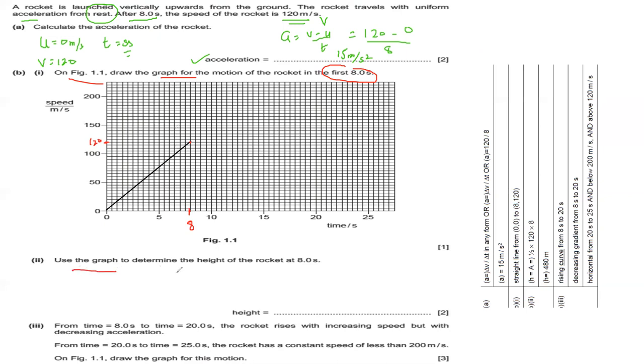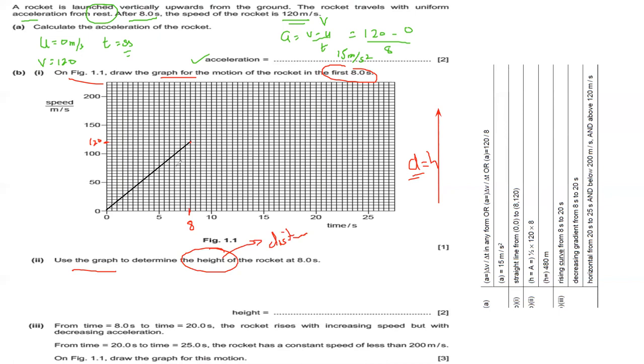Then use the graph to determine the height. Basically height is the distance. What happened? As the rocket is launched vertically upward, the vertical distance traveled by the rocket is equal to the height which the rocket reaches.